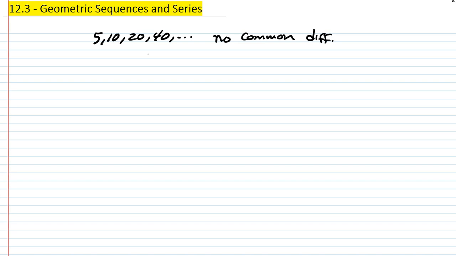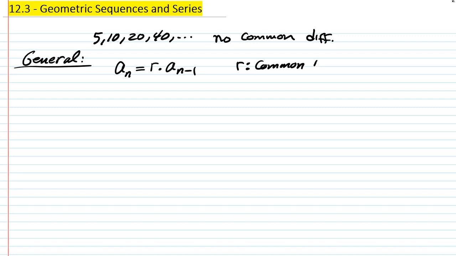Now, the way I structured this one, I multiply by 2 to go from first to second, second to third, third to fourth, each time multiplying by 2. So this is what I call the signature of a geometric sequence. In general, to go to the next term, a sub n, you multiply the previous term by a fixed number r, which is called a common ratio, to get from one term to the next term.